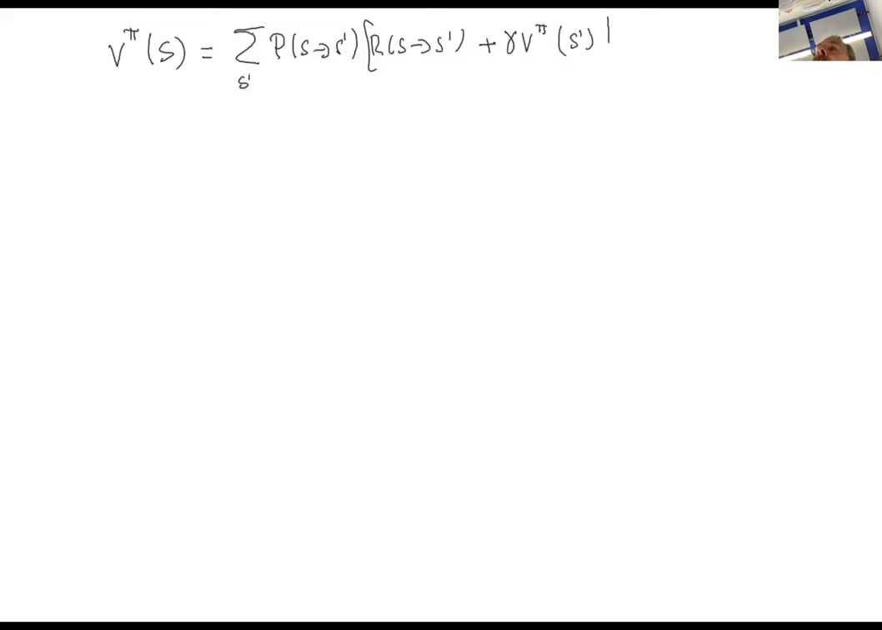So V pi of state S equals the sum over S prime, probability of going from S to S prime, times R of S prime plus gamma V pi of S prime. Okay. And this is nice, right? Because now all we have to do is choose our policy to make the values as large as possible.